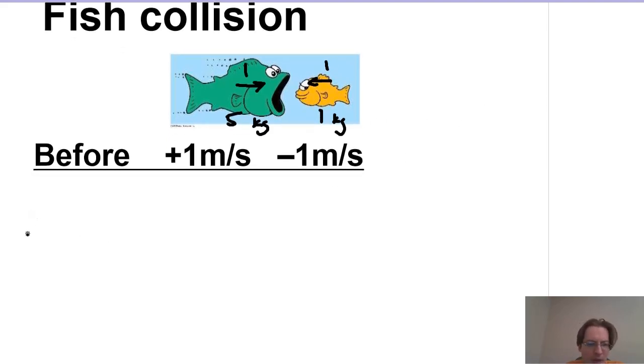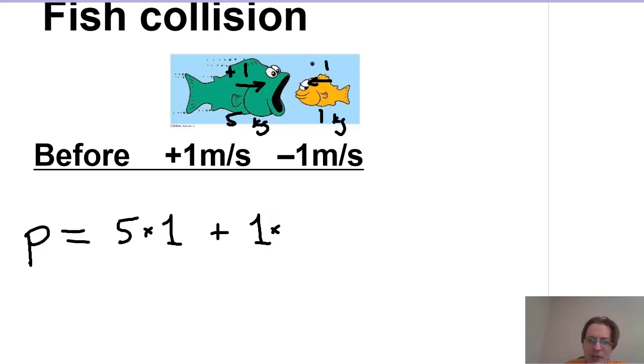Okay, the process is the same. I have to write down the momentum before the impact. Big fish has a mass of 5, a velocity of 1. But I've got to be careful about the signs now. It's moving to the right, so its velocity is plus 1. The little fish, I have to add its momentum in. Its mass is 1 multiplied by its velocity, but its velocity is -1. It's moving to the left. So now you see the momentum beforehand is 5 minus 1, and that's equal to 4.